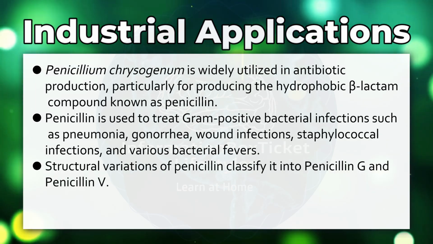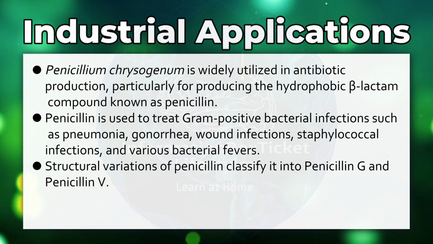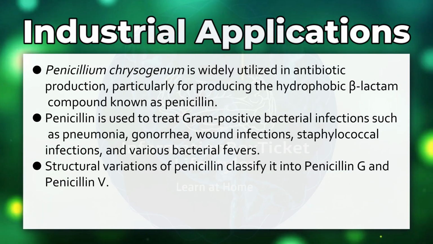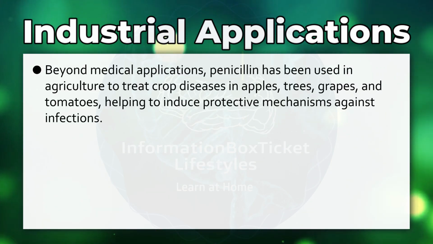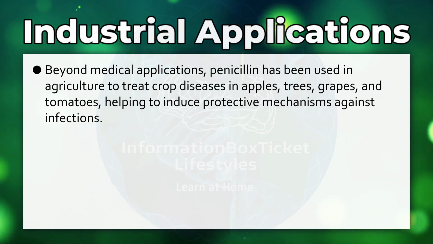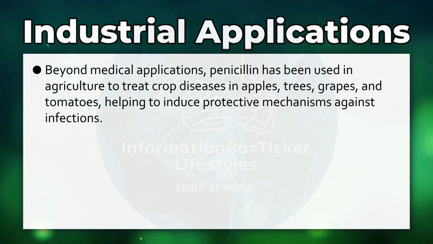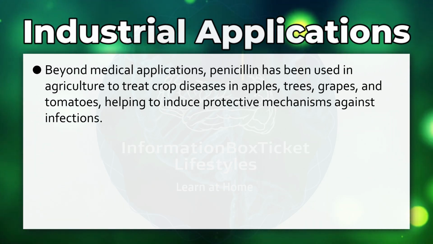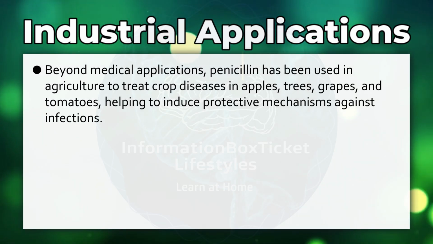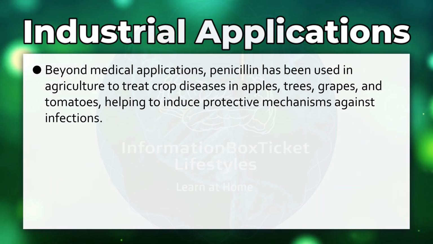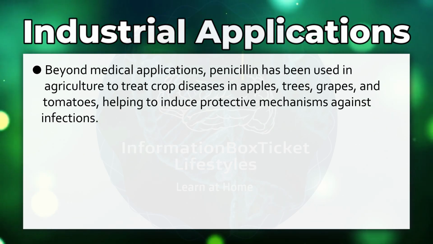Structural variations of penicillin classify it into penicillin G and penicillin V. Beyond medical applications, penicillin has been used in agriculture to treat crop diseases in apples, trees, grapes, and tomatoes, helping to induce protective mechanisms against infections.